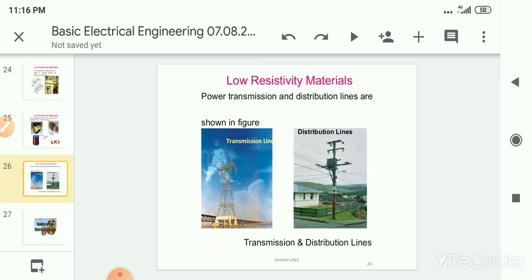Next, in our transmission and distribution lines, sometimes we use towers in the transmission system, and pole-like structures are used in distribution lines. See, these are the transmission and distribution lines. There we use low resistive types of materials.